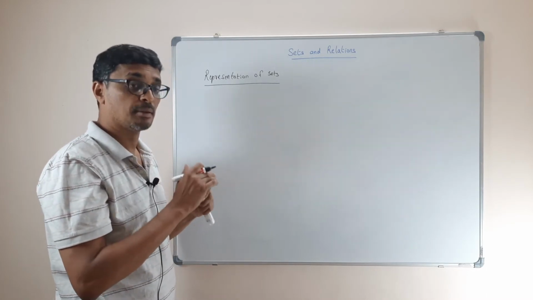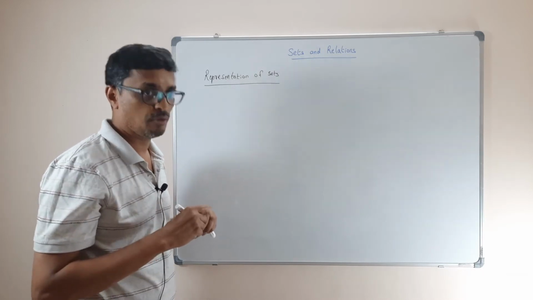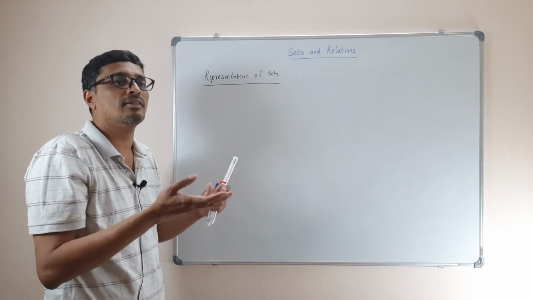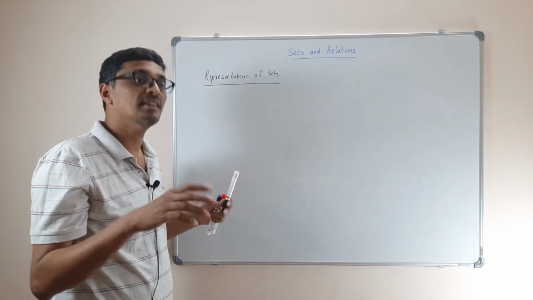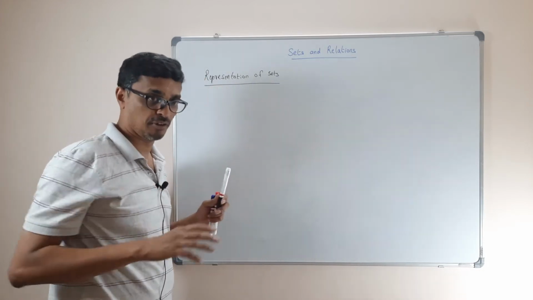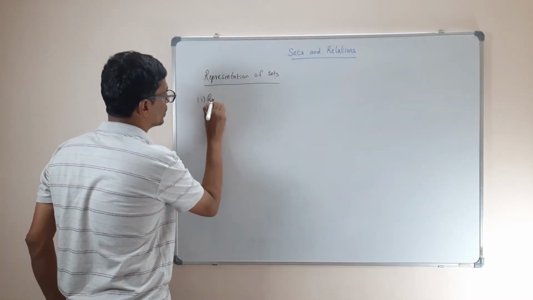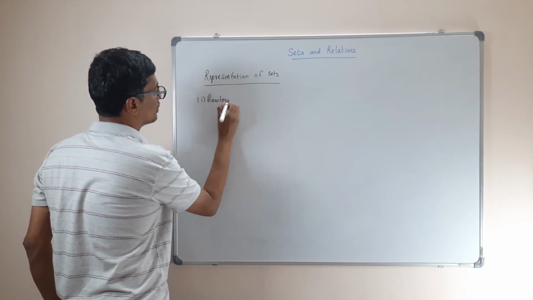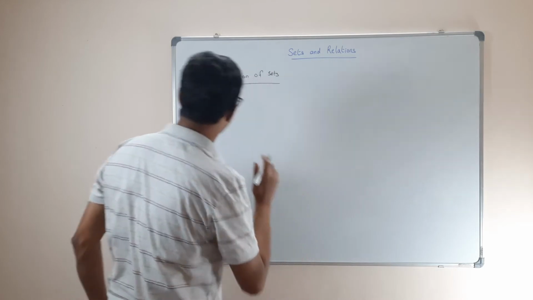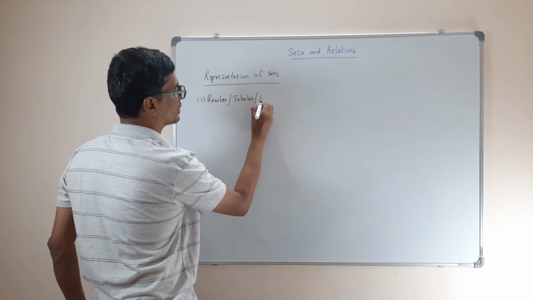Typically, a set is represented in three forms. Why do you need three forms? According to convenience, because certain things are easy to express in one form and sometimes easier in another form. That's why people represent sets in different forms. The first form is called the roster method, also called tabular or list, all are the same.